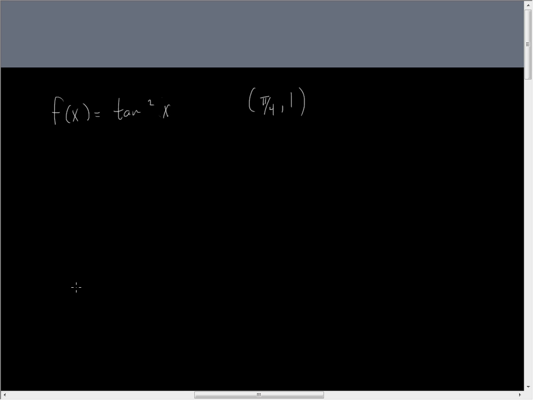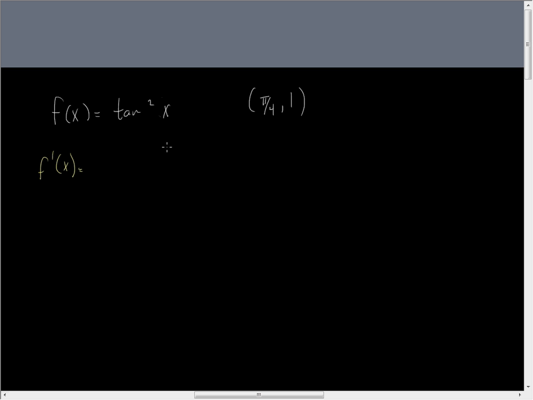Okay, let's do a couple more and then we'll call it good for this. So we're working on the chain rule. And we want to go ahead and find an equation for the line that is tangent to this function at that point. And so that's what our instructions are telling us to do. And so to find the tangent line, we actually need to take the derivative.